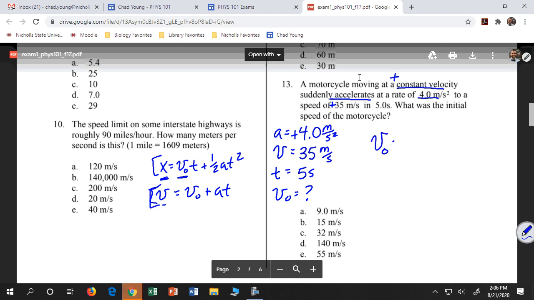So I have v naught, the initial velocity, is v minus at. That's going to be the final velocity, which is 35 meters per second, minus 4 meters per second squared, times t, which is 5 seconds. And so that's 35 minus 20, which is 15. So that's the right answer for number 13. That was on the 4M green quiz. Could be on your quiz next week, but probably not. Like I said, I jumbled them all up and I used almost completely different questions for all of them.